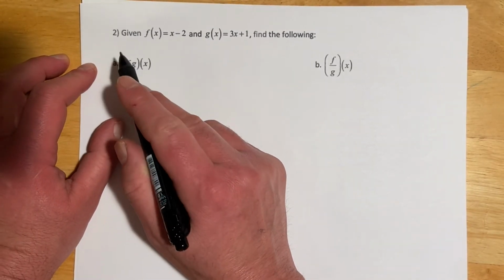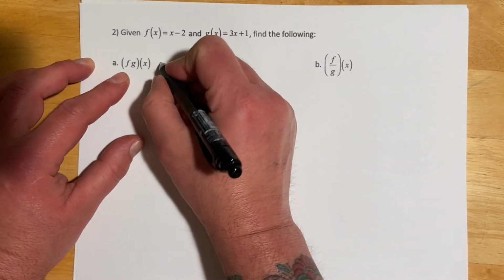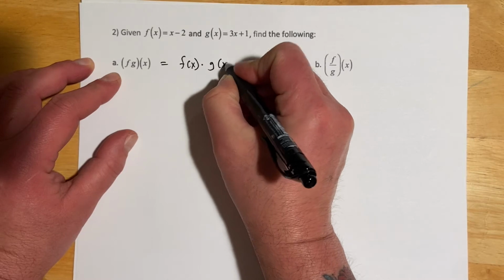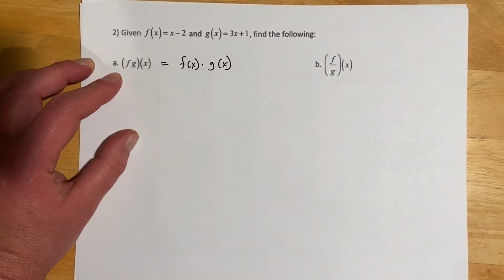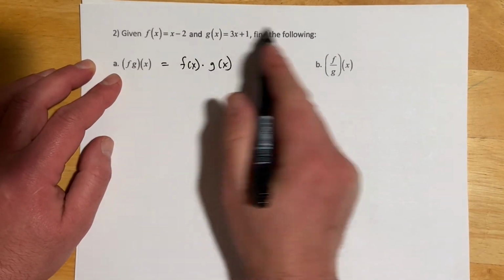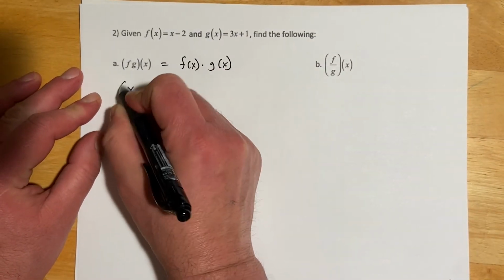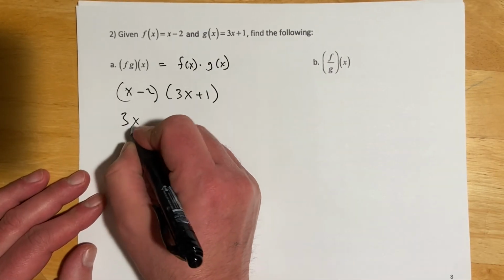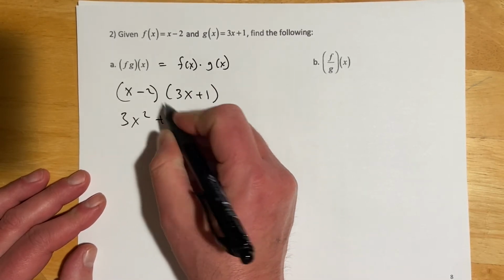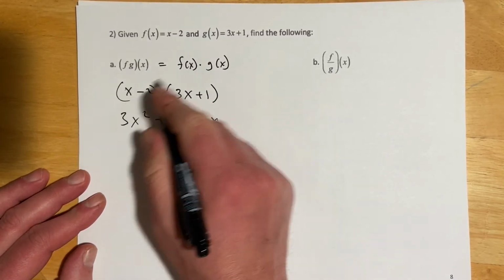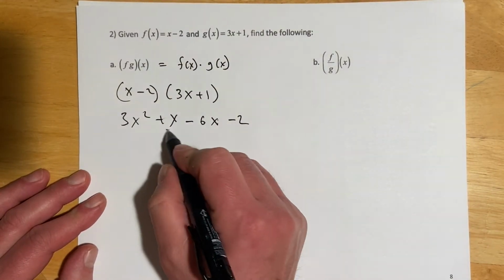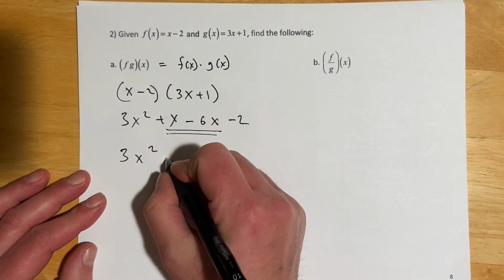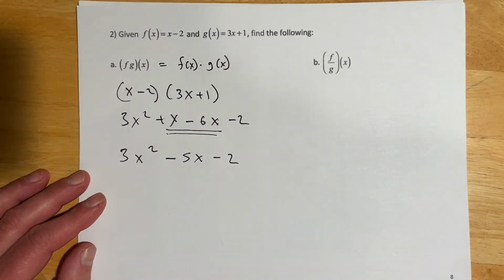Okay, up next is f times g. And again, this is the same thing as f of x times g of x. Or I could also just write it f times g, and so we'll see all those notations. So this is just saying FOIL. So x minus 2 and 3x plus 1. So we'll do our first, 3x squared, outer looks like a plus x, inner minus 6x, and a minus 2. And then we just got to be careful to collect those like terms in the middle. So it finishes up as 3x squared minus 5x minus 2.